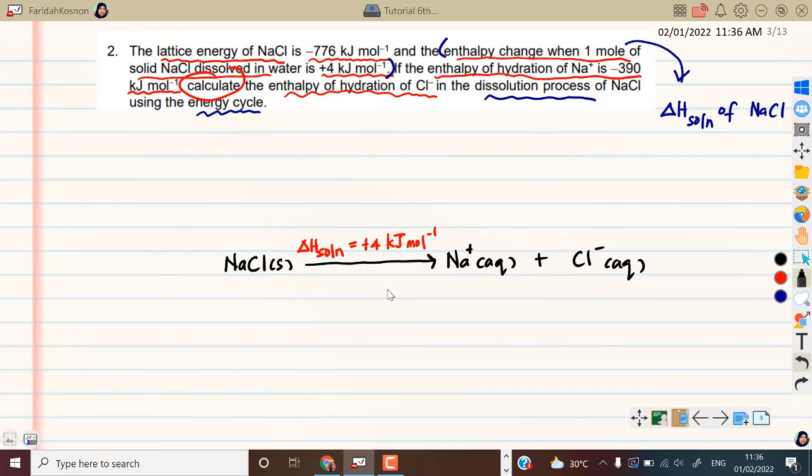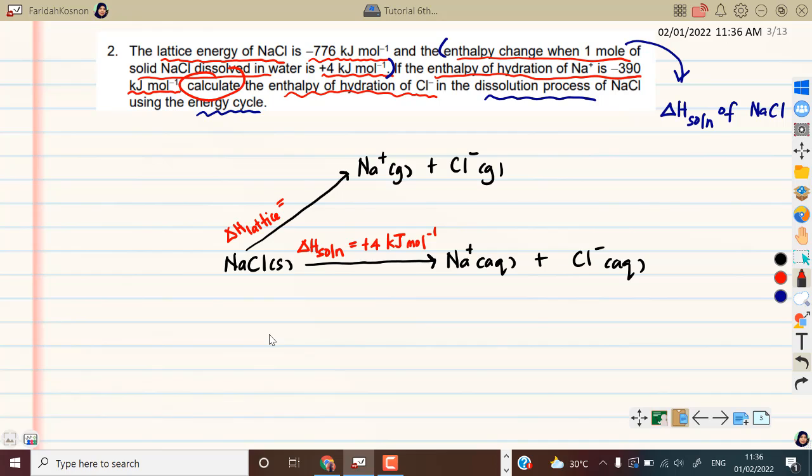Okay, now this process involves 2 stages ataupun 2 step. Where the first step, the solid sodium chloride must separate its gaseous ion. Dia mesti pisahkan dulu. Okay, partikel yang membentuk sodium chloride ni adalah gaseous ion. So dia mesti pisahkan dulu menjadi gaseous ion, sodium ion gas and chloride ion gas. And this involve enthalpy change, which is called lattice energy.